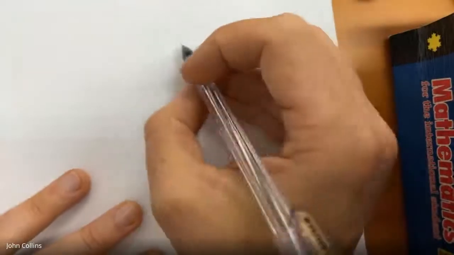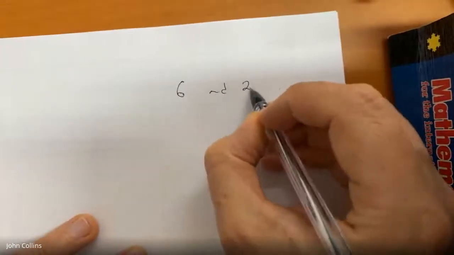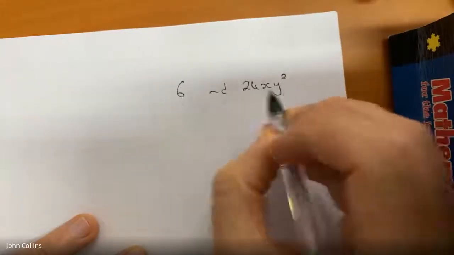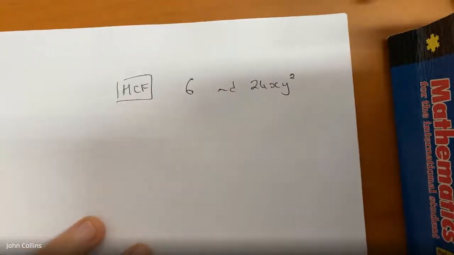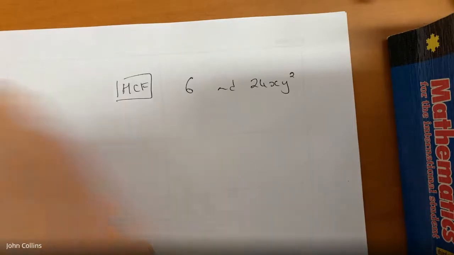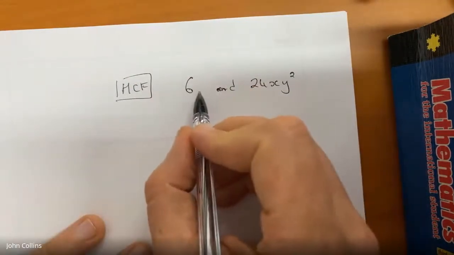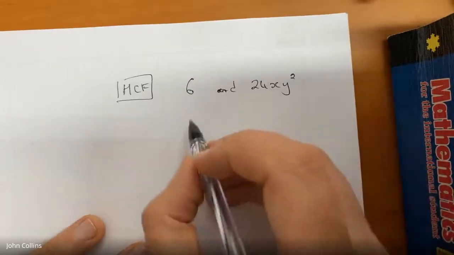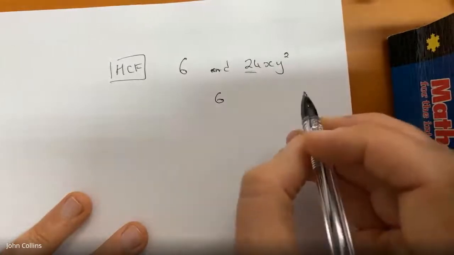What about if I just have 6 and 24xy squared? What would be the highest common factor of these two? Yeah, we have it. It's just going to be 6. There's no letters here for it to be in common. There is over here, but that's okay. Just take out 6. 6 divides into 24, so it's all a go.